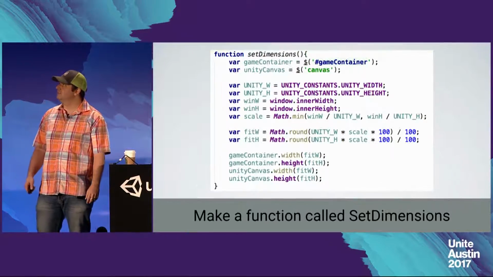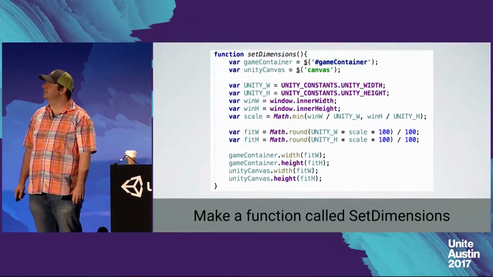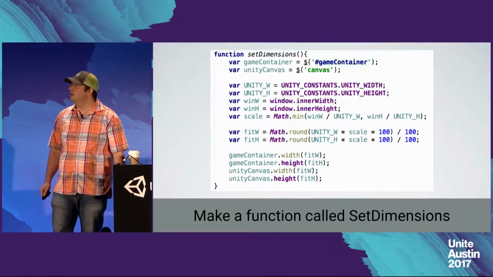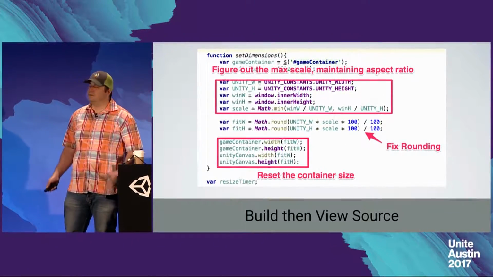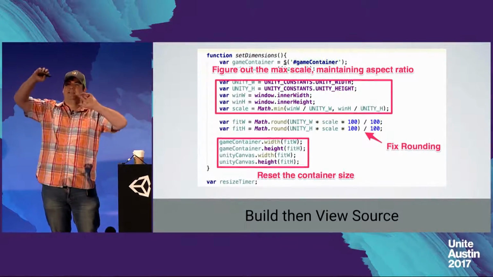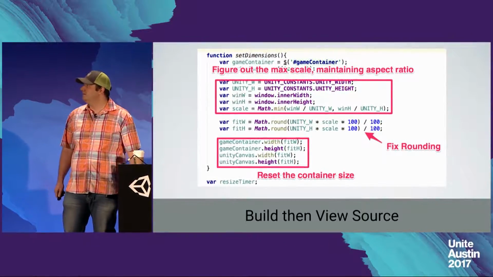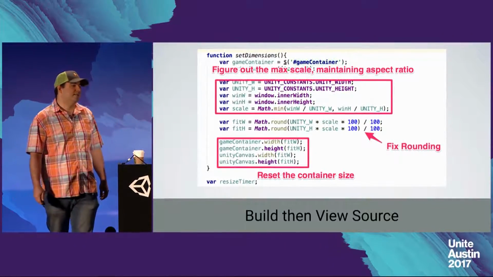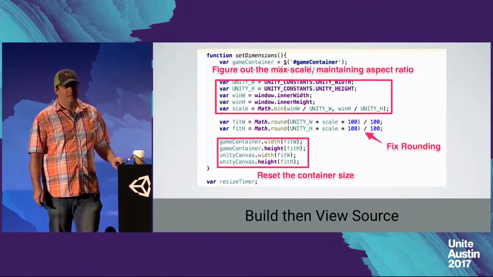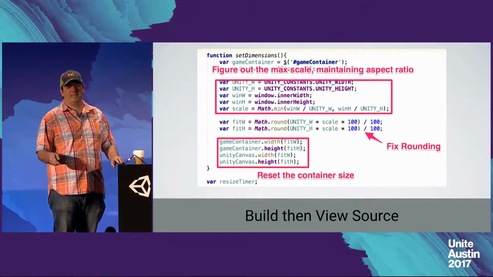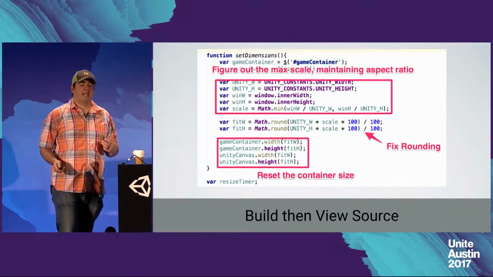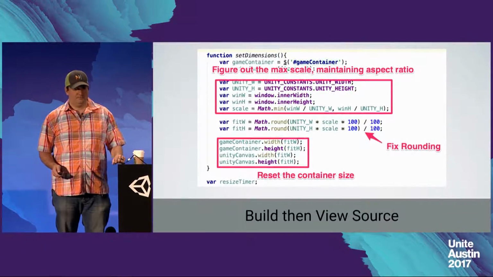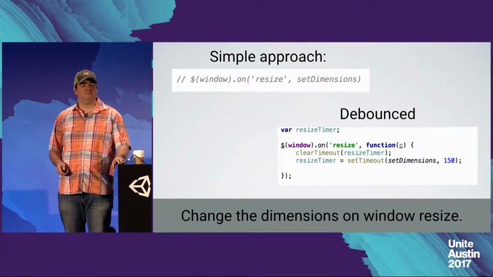algorithm here. Here, I see a couple of you with your cameras out. You can take a picture. And what we want to do is figure out what the max scale is that can fit inside the window, fix up some rounding stuff, and then we set the Unity width and height here. We need to set it both on the game container, which is the container that holds the Unity canvas, and the actual canvas itself, which is sort of a gotcha.